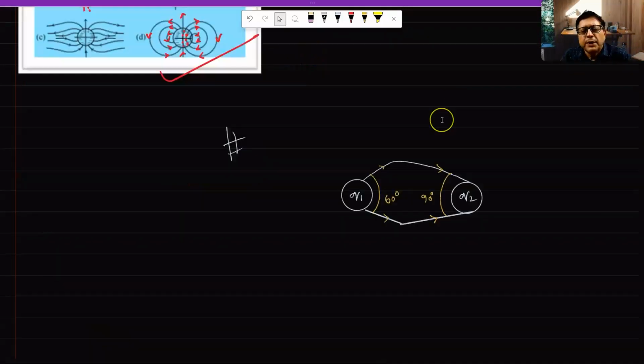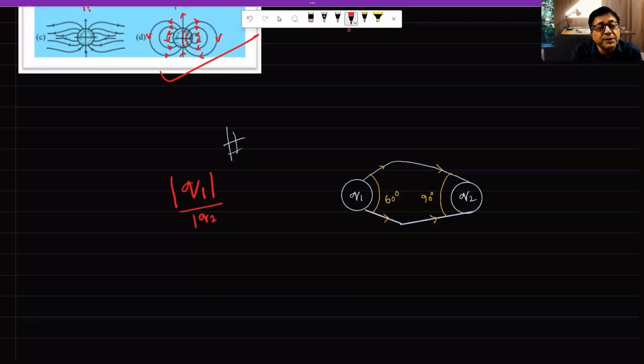Okay. In this context, I'd like to discuss another problem where two charges Q1 and Q2 are situated in such a manner that the angle between the lines of forces coming out, two lines of forces, is given here as 60 degrees and this one is given to be 90 degrees. You compare Q1 and Q2. Mod Q1 by mod Q2, what is the ratio here?